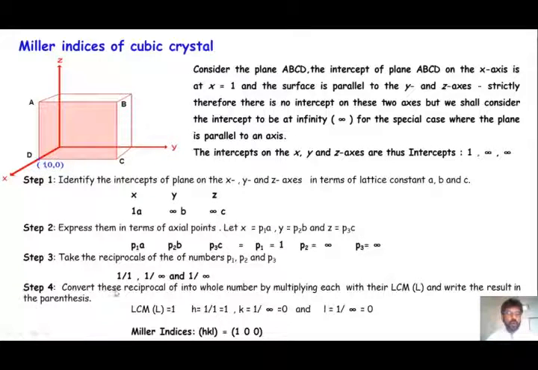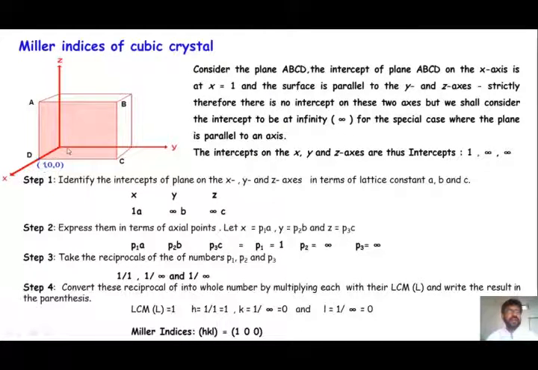By taking the reciprocal of these numbers, we get 1 by 1, 1 by infinity and 1 by infinity. So its LCM is 1. Now by multiplying the LCM with these reciprocals, we get h equal to 1 by 1 equal to 1, k equal to 1 by infinity equal to 0, and l equal to 1 by infinity equal to 0. Therefore, the Miller indices for this plane ABCD are 1, 0, 0.